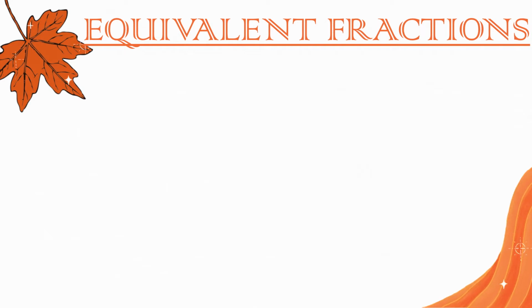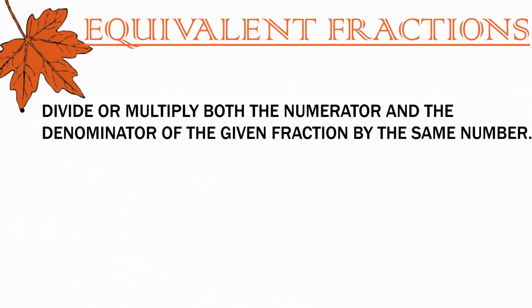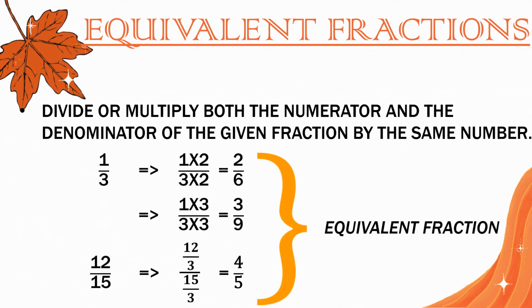Equivalent fractions. Divide or multiply both the numerator and the denominator of the given fraction by the same number. Let's take the example of 1 by 3. Equivalent fractions for 1 by 3 can either be received by multiplying the numerator and denominator by 2, which is equal to 2 by 6, or by multiplying the numerator and denominator by 3, which is equal to 3 by 9.